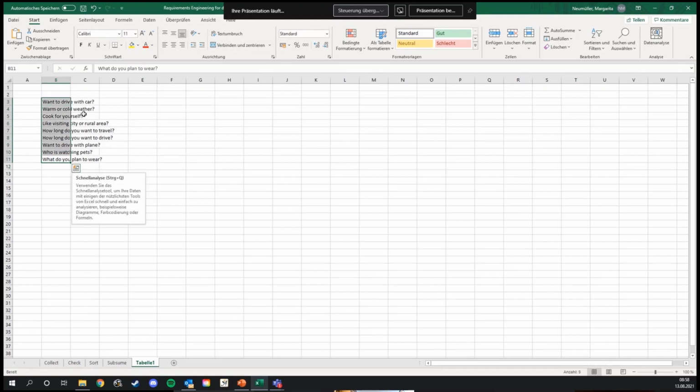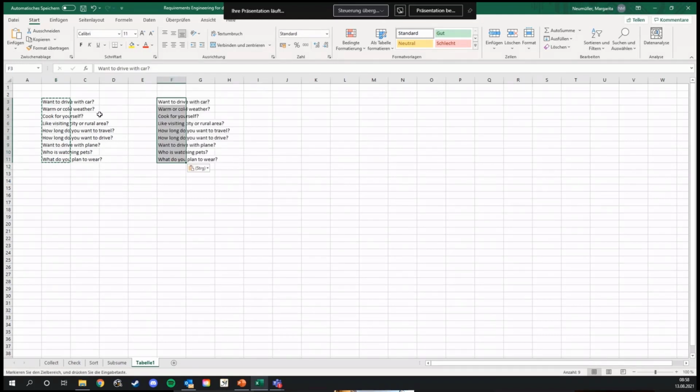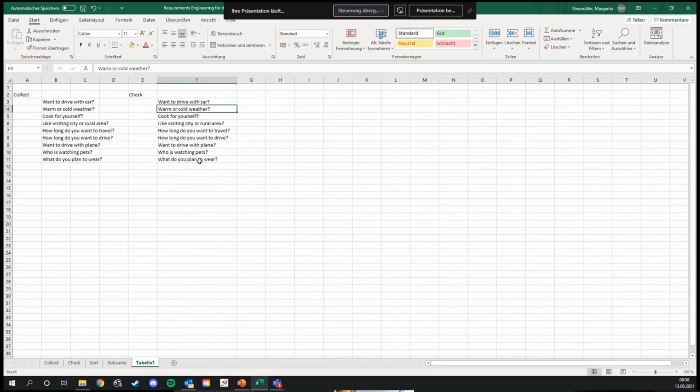Okay, the next step is to check the questions. We just copy them because that's the collect step. This is checking. And we want to look at the questions to see if there's anything we don't want to ask at all. Something like, I don't think it's important what they want to wear, and we as siblings decided that we will watch the pet, so it's not important who watches the pet, and the rest is good as it is. Is the step clear? So we clean just the questions that we collected in the first step.